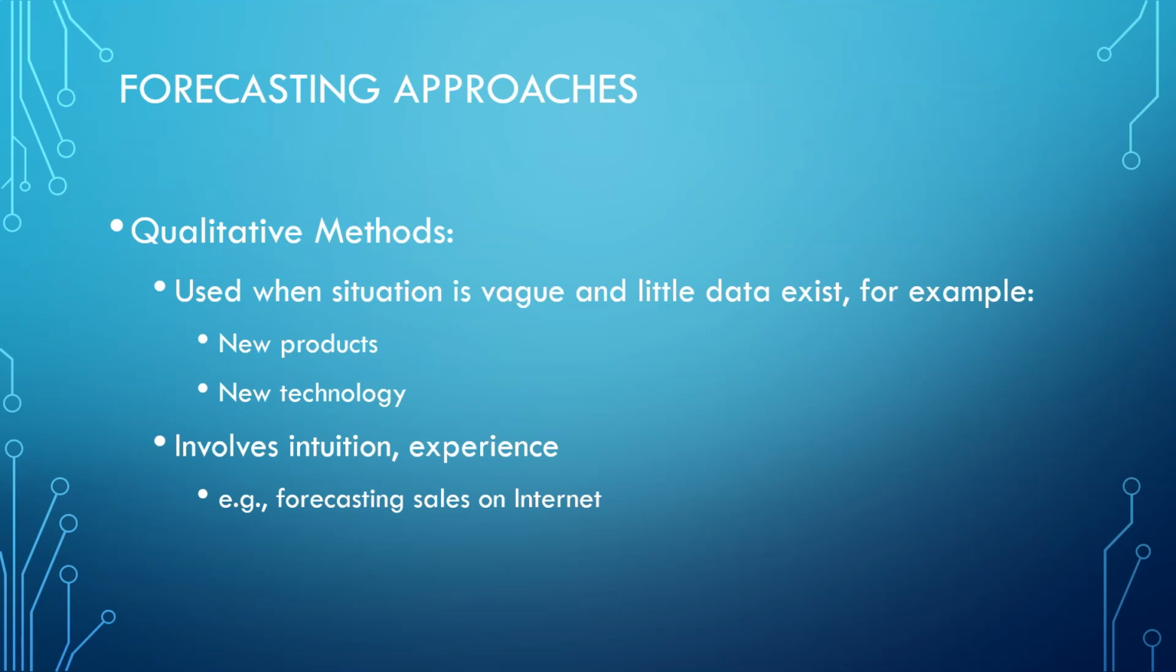There are two approaches or methods of forecasting, qualitative and quantitative. The qualitative methods are used when the situation is vague and little data exists, such as a new product or new technology. It involves intuition and experience. For example, forecasting sales on the internet will be very hard, and that's why maybe we can collect surveys, ask people, do interviews, and that is considered qualitative data.